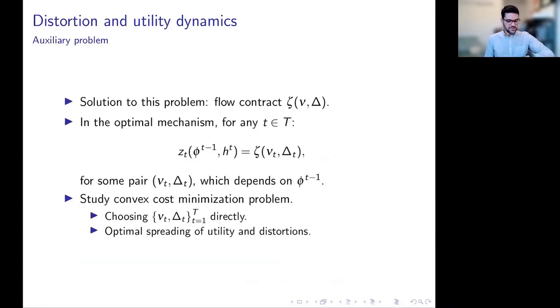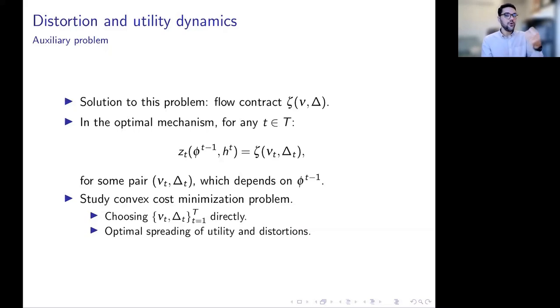So how am I going to use this auxiliary problem? What I'll be doing is dividing the problem of designing a long-term mechanism in two parts. The first one is, I would decide how exactly I'm going to be spreading out the delivery of utility, how I'm going to be choosing the flow utility levels that I'm going to be offering to the agent within each period, and how I'm going to be spreading out the distortions in this optimal contract, how much I'm going to be distorting the contract within each particular period.